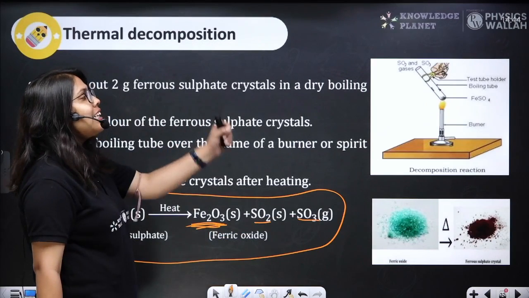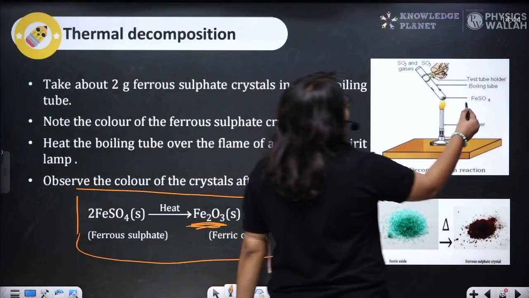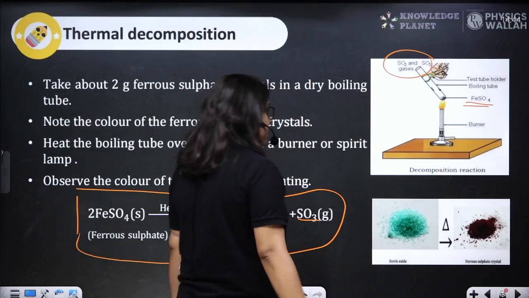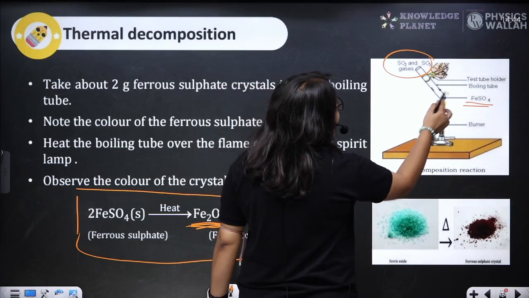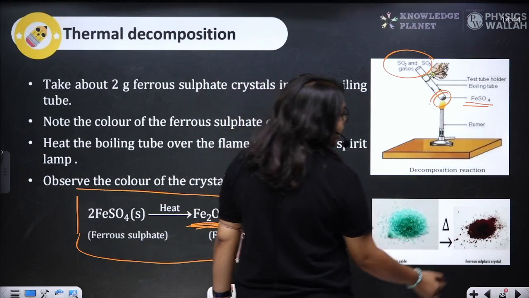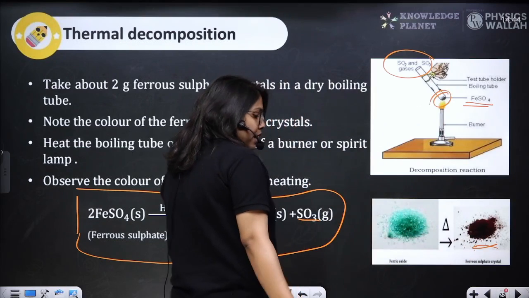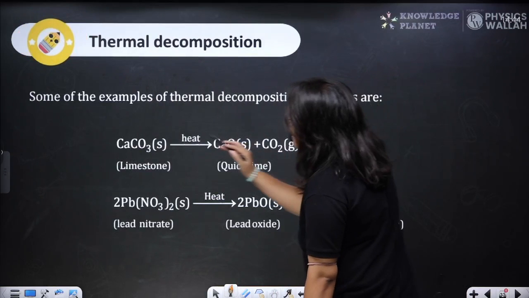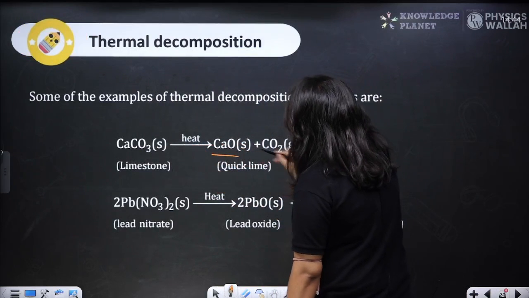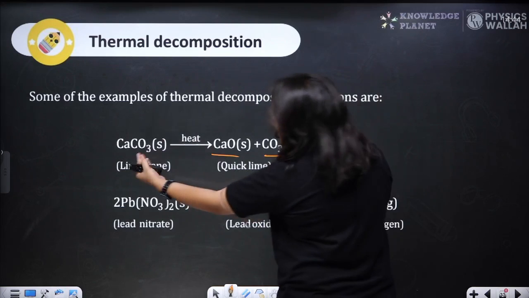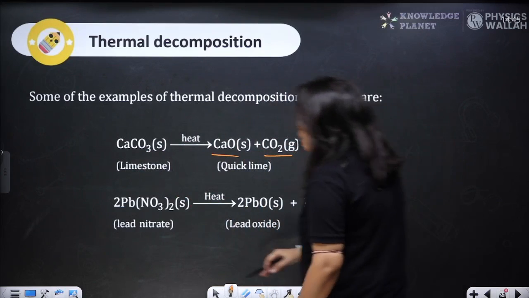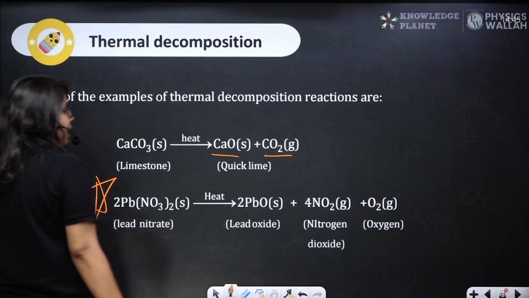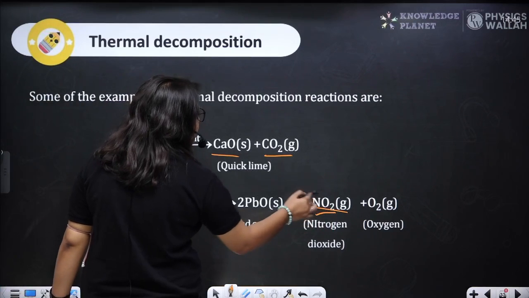So when you heat this green color ferrous sulfate in a test tube, it liberates gases, that is sulfur dioxide and sulfur trioxide, and the ferrous sulfate, which was green in color, turns to reddish brown ferric oxide. Some other examples: when calcium carbonate is subjected to heat, we get calcium oxide and carbon dioxide. Don't you see a single reactant is giving rise to multiple products? Similarly, with lead nitrate, a very important example, because the nitrogen dioxide which you see is a brown color gas.